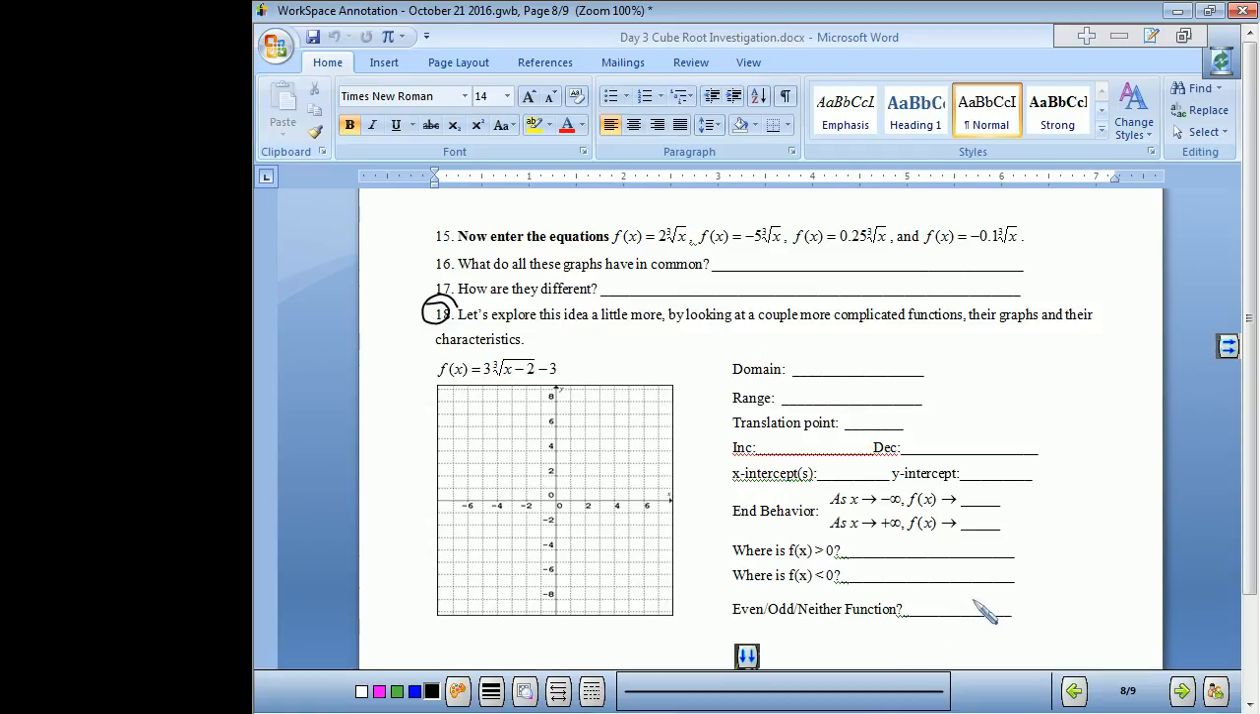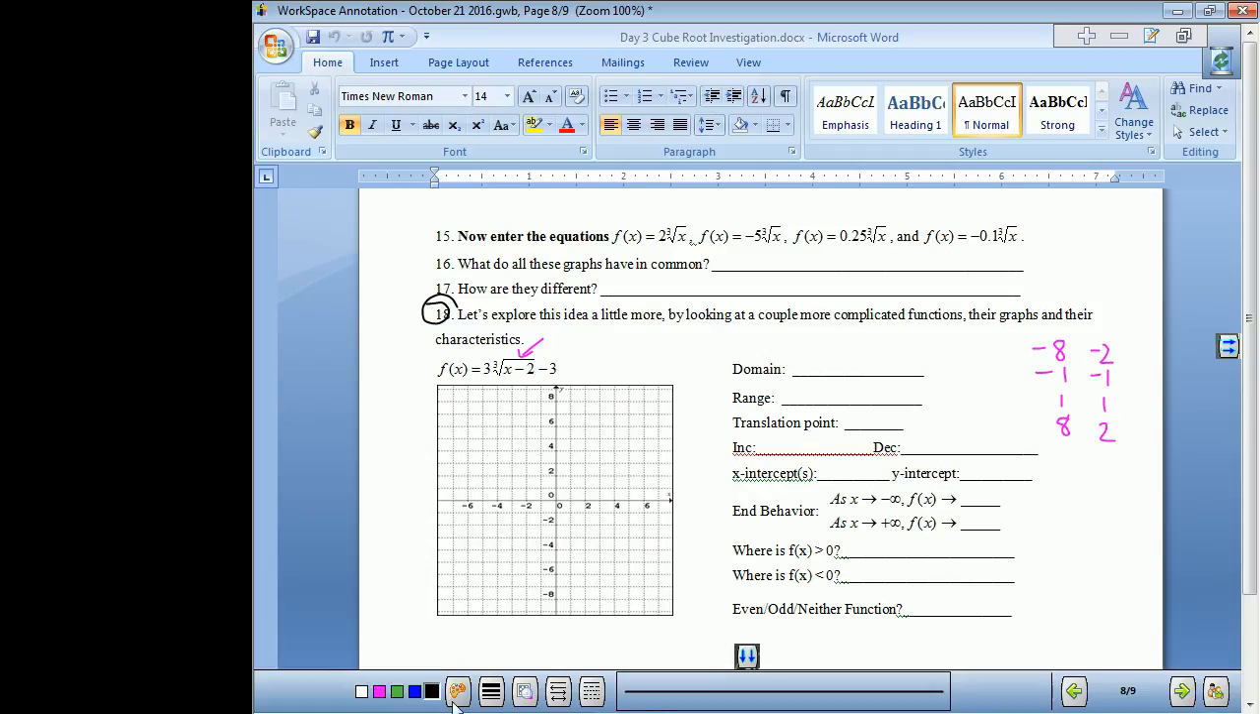Sounds good. Okay, so what do we look for? First thing we look for is type of function, cubed root. So we had to pick those numbers we can take the cubed root of. Cubed root of negative 8, negative 2, negative 1, 1, 2.